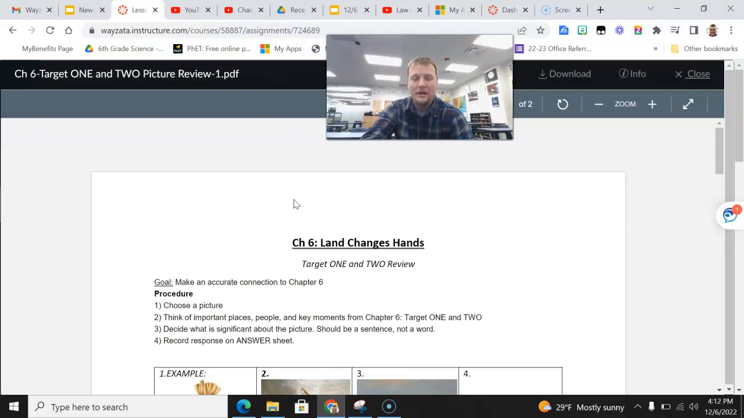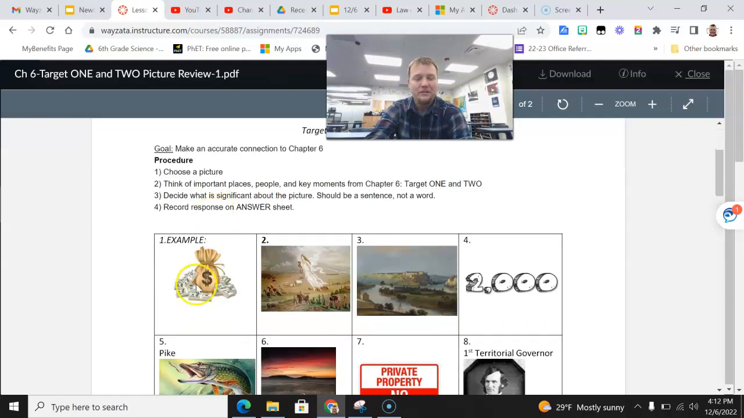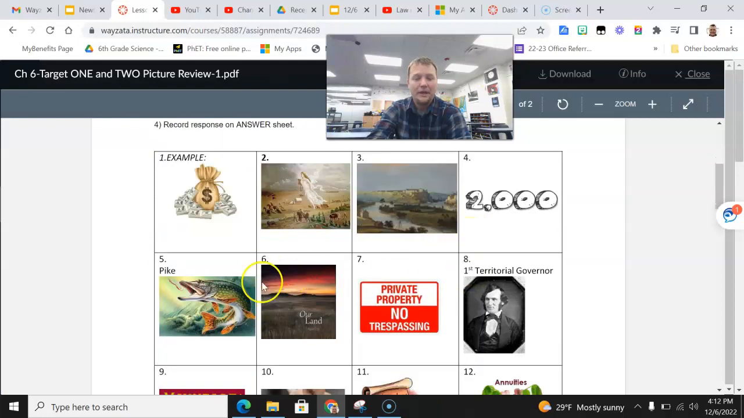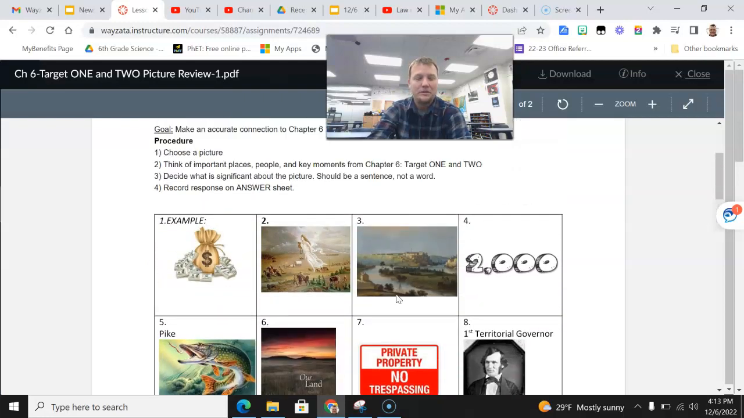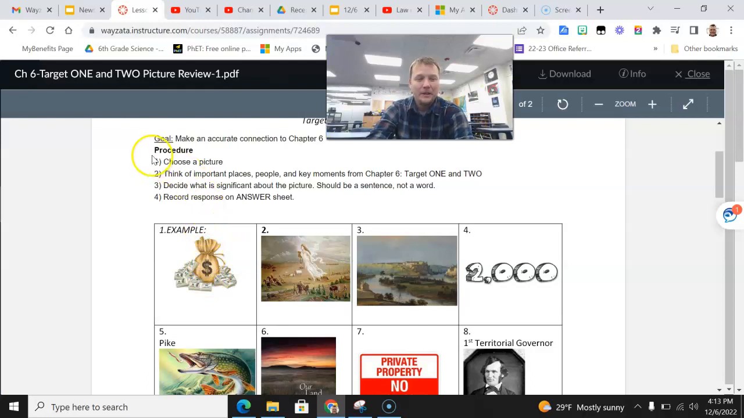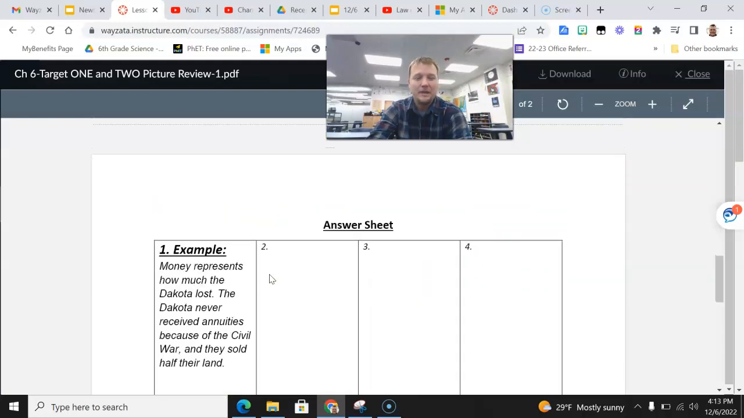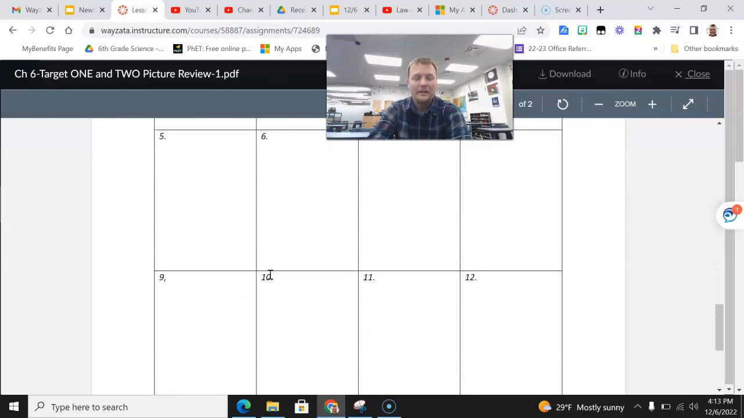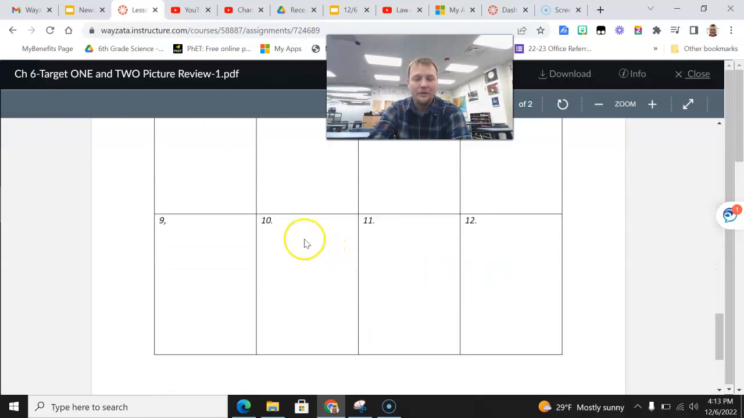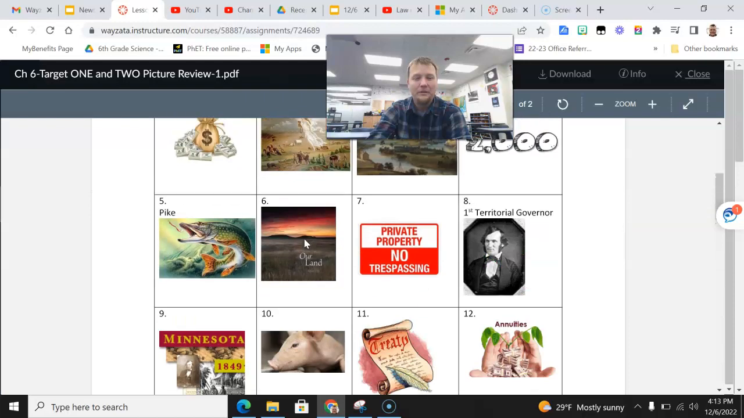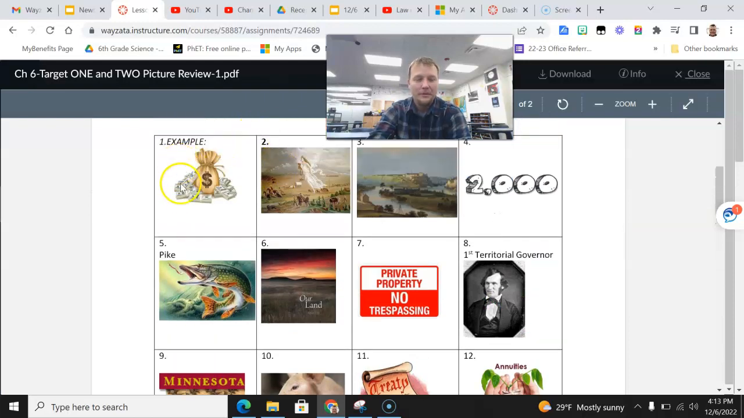On the document that you download, there are going to be two pages. The first page will give you a picture in a grid. There are 12 total pictures. This first one is an example. The directions are written here. It says, number one, choose a picture. You're going to choose one as you go, and you're going to document your thinking on this next page where you'll see a blank grid with numbers that correspond with the pictures up here.